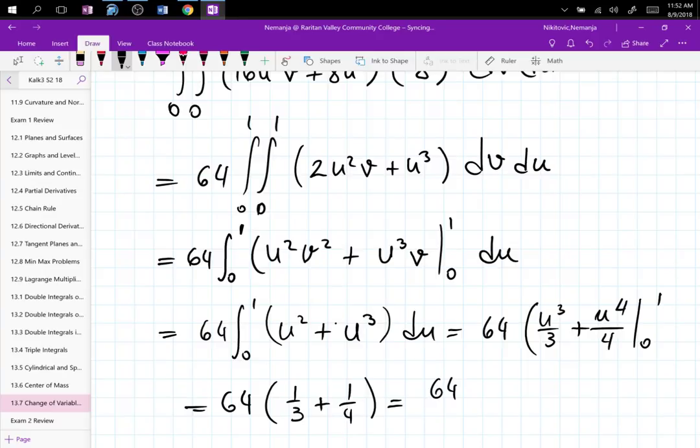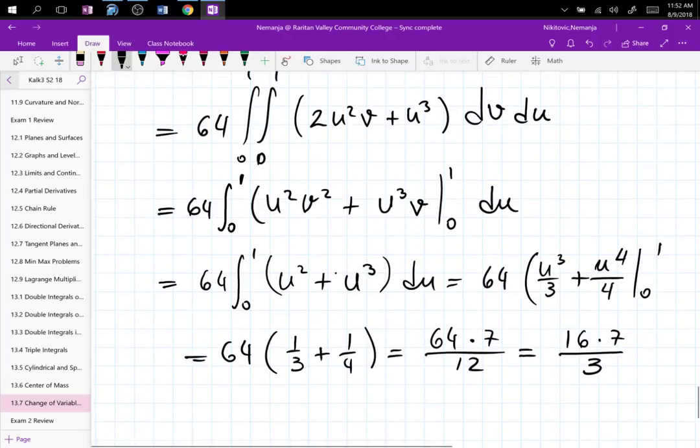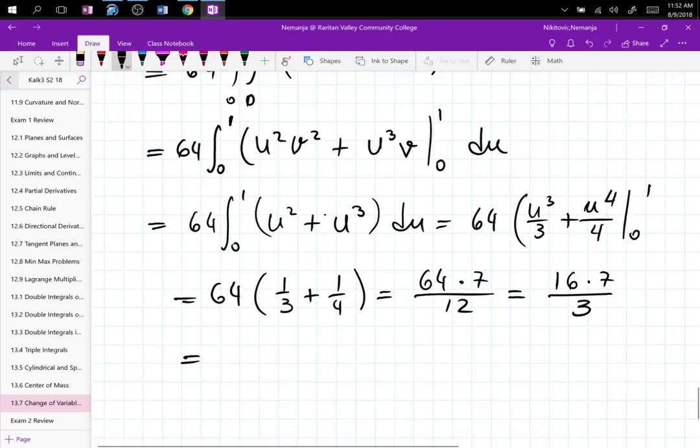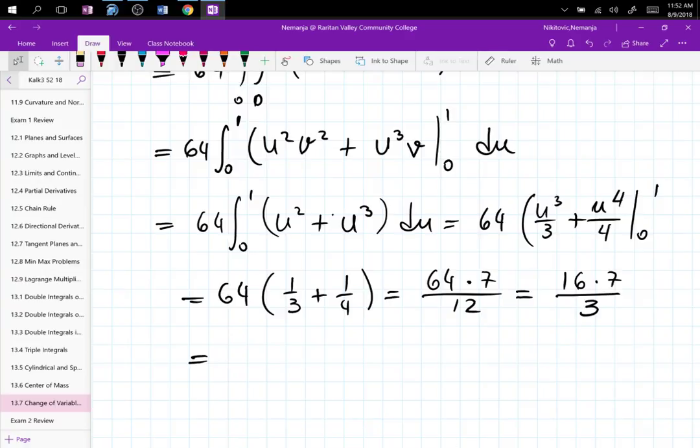So it's 64 times 7 over 12. Cancel by 4, you get 16 times 7 over 3. 16 times 7 is 112, right? Over 3. That's good enough. 112 over 3.